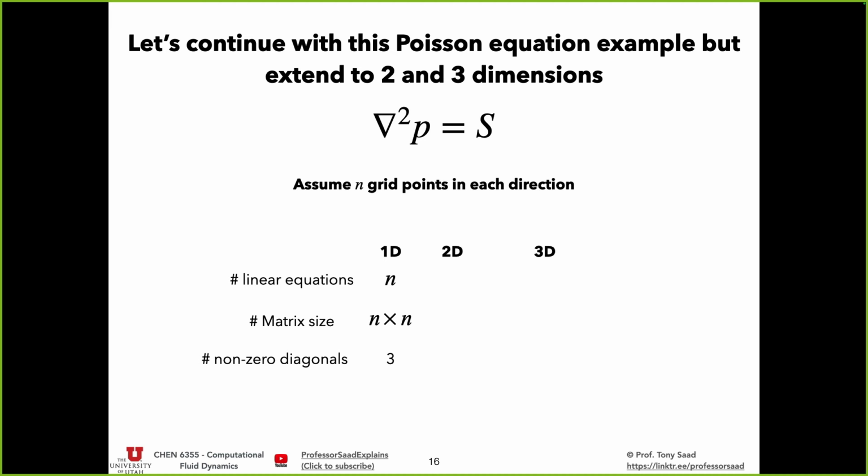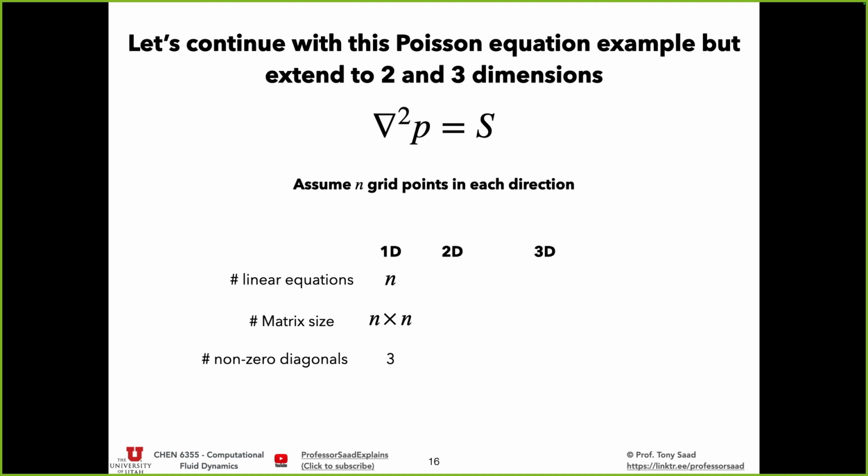So in the 1D case, we had n equations because we had n grid points. Now we're going to assume n grid points in x, n grid points in y, and n grid points in z. So in the 1D case, we had n linear equations, and the matrix size was n by n, and we had only 3 non-zero diagonals. All right, can you do 2D?